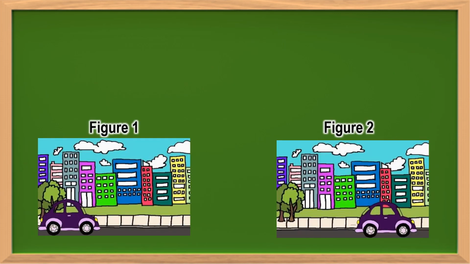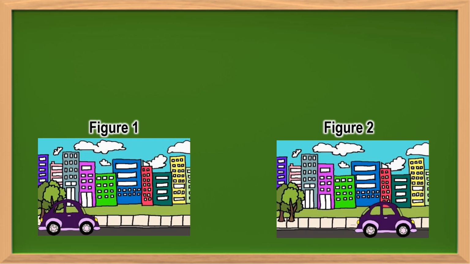Observe Figure 1 and Figure 2. Infer in which figure the car has moved. Is there a change in the position of the car in Figure 2? Yes, there is a change in the position of the car in Figure 2.